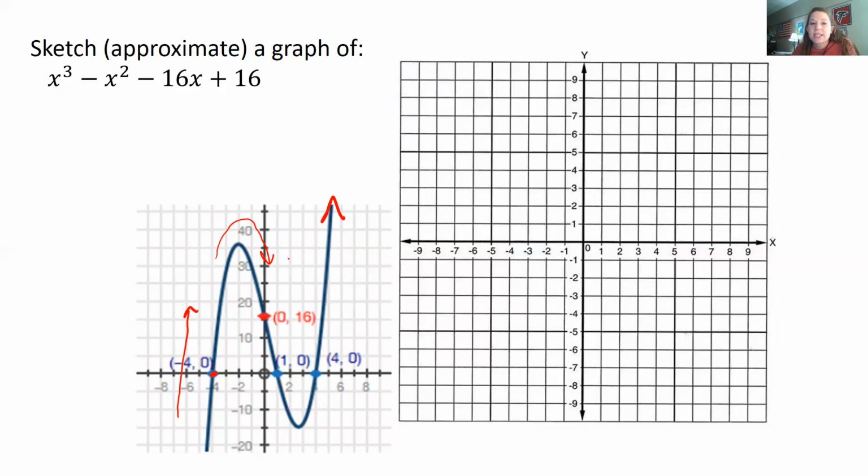So it's hard to get it exact without using calculus, but we can kind of get it out. We know how it begins and how it ends, and we know the different places it's going to cross the x-axis, and the place it's going to cross the y-axis.